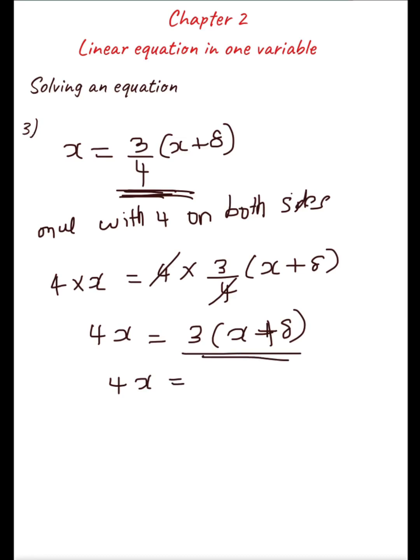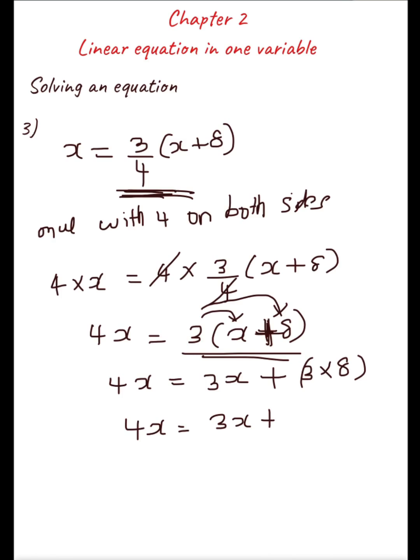In order to do that, you have to open this bracket. What is 3 into x? 3x plus, you have to put this plus sign. First you multiply in this way, then in this way, that is 3 into 8. So you will get 4x equals 3x plus, what is 3 into 8? It's 24. Now how can you take this variable to one side? You have to take this 3x to this side. For that, what do you have to do? 3x means what?